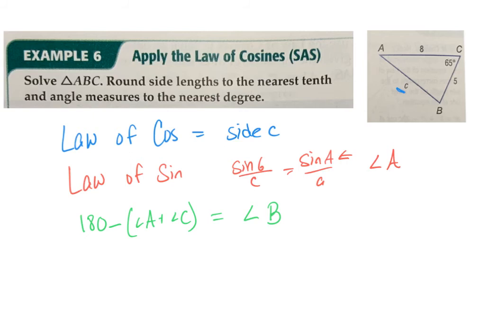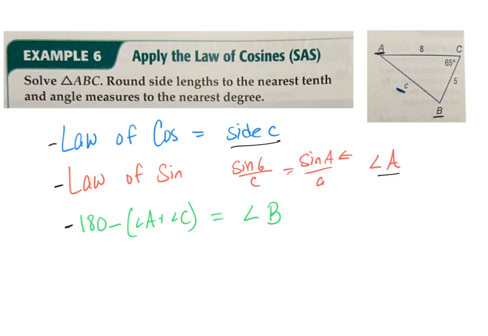So I would start with law of cosines, because that's where I have to start. And that would give me my third side. I would move to law of sines to give me one of my angles. And then I would just use my knowledge of all triangles have 180 degrees to get my third angle. And so that would give me side C, angle A, and angle B, and I will have solved that triangle.